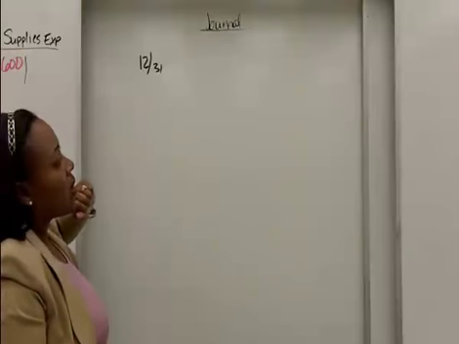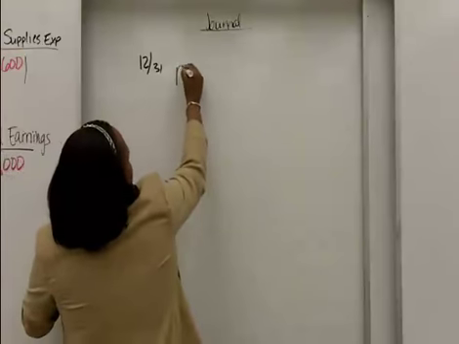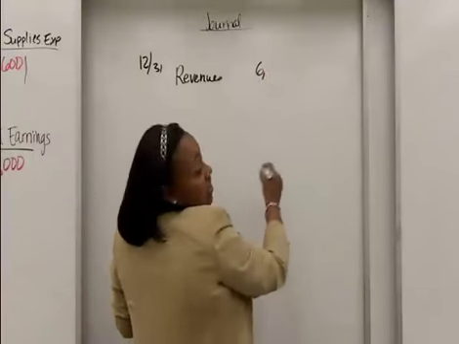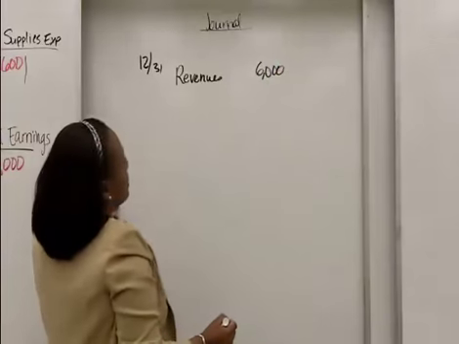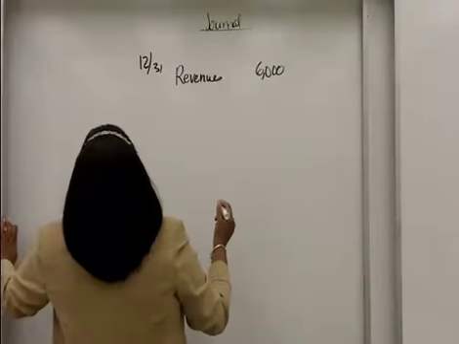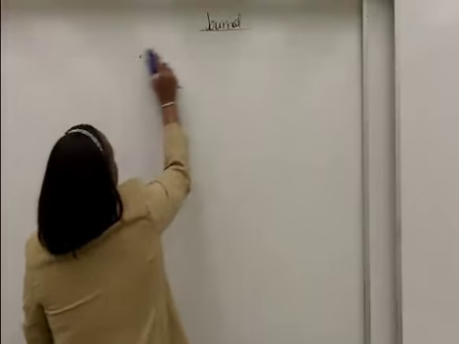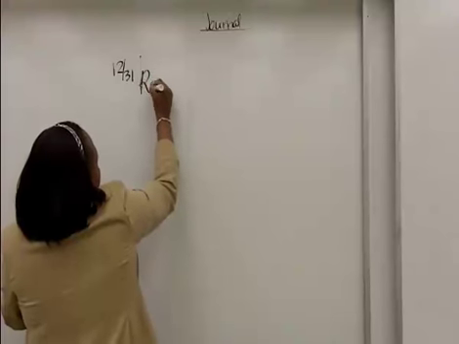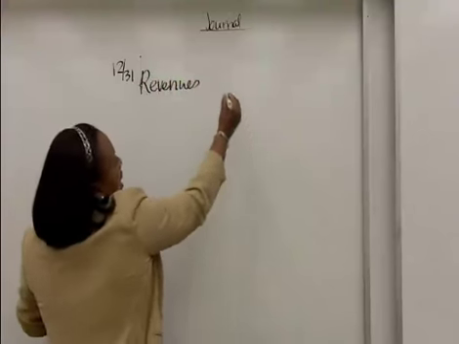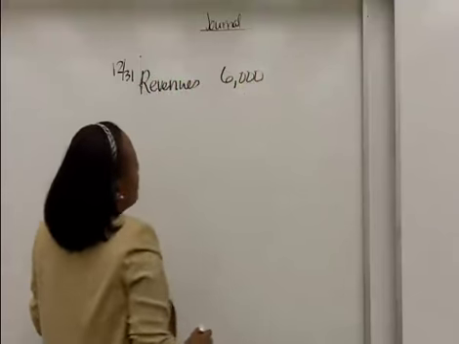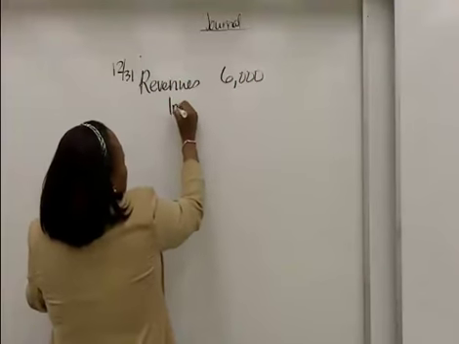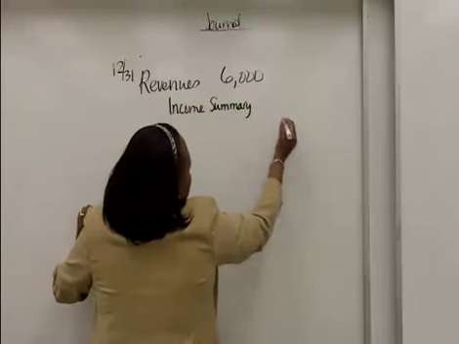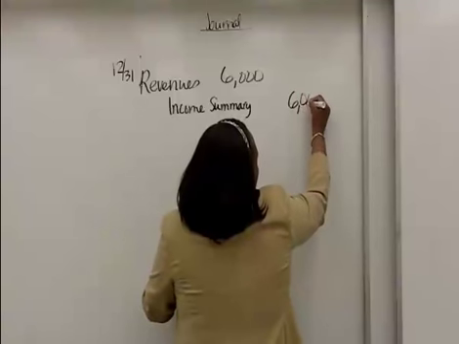So the first one will be a closing of the revenues account. Now again, we're going to debit revenues for the 6,000. So on December 31st, we're going to debit revenues. This is decreasing the revenues account. So we're going to debit at 6,000, and then we're going to credit income summary, and we're going to credit that 6,000.